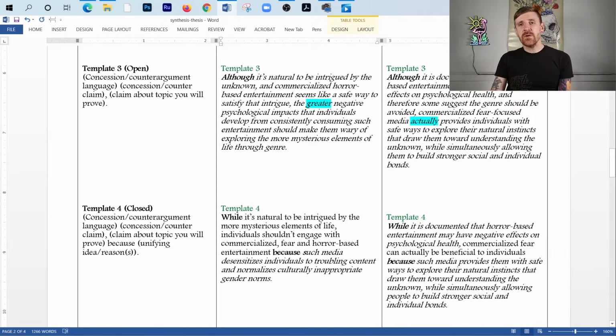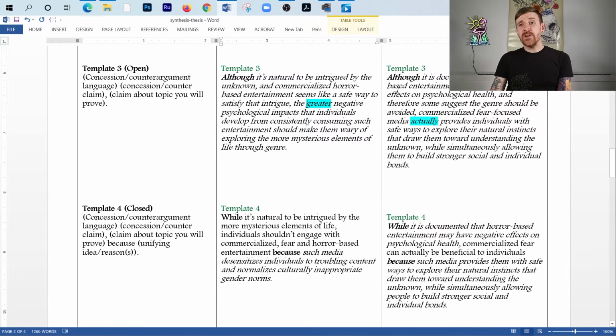Notice that I did put the word greater here. The reason this word is highlighted in blue is that if I didn't have it, this thesis might seem like it equivocates. That means it doesn't commit to one side or the other. But by putting the word greater there, you'll notice that my argument is much clearer that this genre of film, or any type of media, is not the most healthy way to explore, because of the negative psychological impact it has on humans.